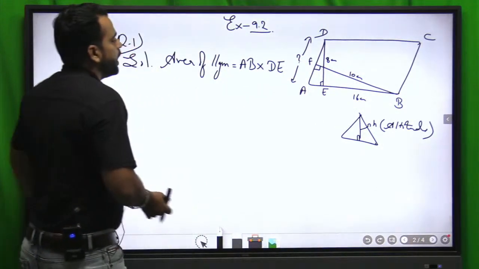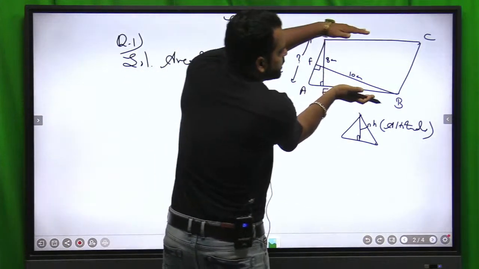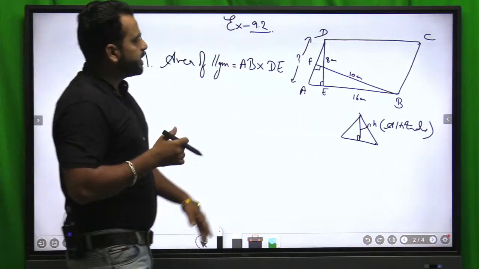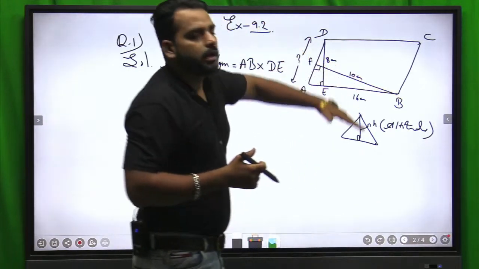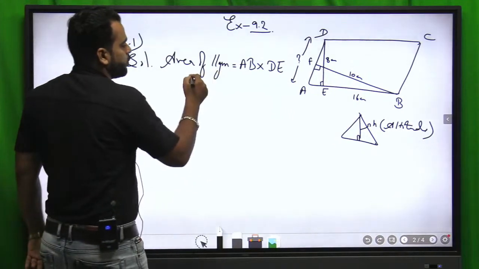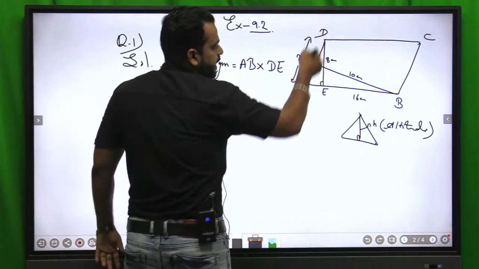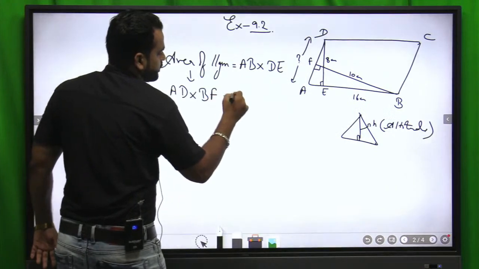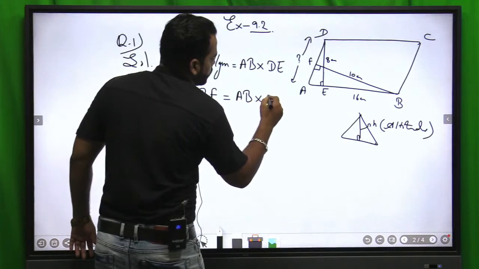Okay, now we know that there is one more base. We can say AD. If we put this figure in the vertical way, then this will become the base and this will become the altitude, isn't it? So that means we can say the area of a parallelogram is AD into, because this will become base AD and the altitude will become BF, which is the height, BF, which is equal to AB into DE.